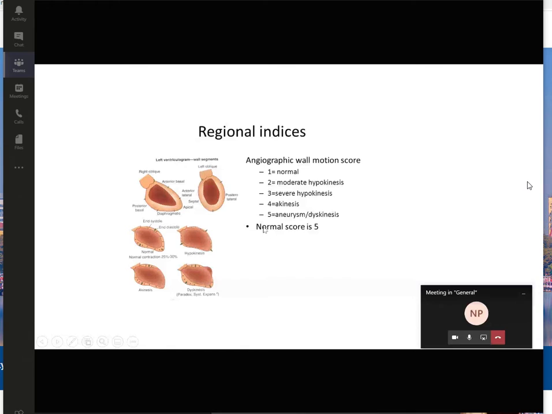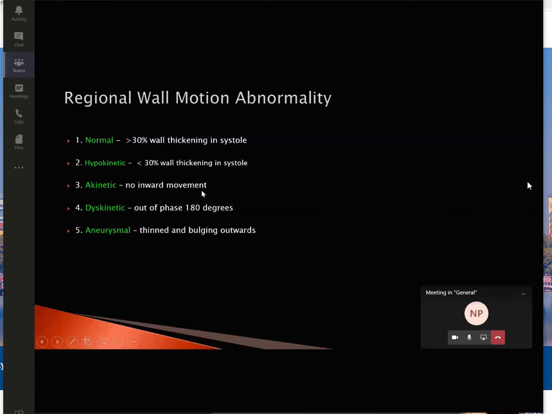So then the regional indices. How will you define the regional wall motion? What is normal? What is hypokinetic? What is akinetic, dyskinetic, and aneurysmal? These things you should know. Thickening of less than 10% is akinesia, and thickening of less than 30% is hypokinesia. Less than 30% wall thickening in systole is hypokinesia.